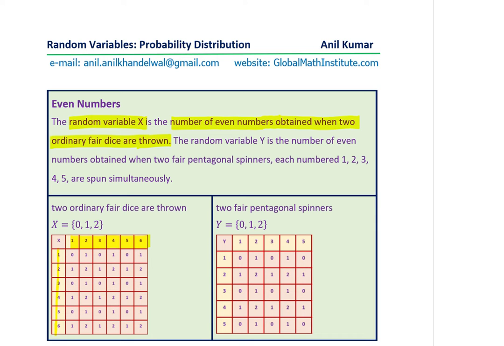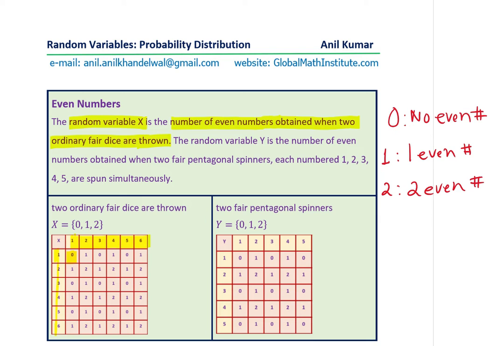And when you throw them simultaneously, then what can you get? If you get 1 and 1, that means we do not get any even number. So 0 indicates no even number, right? So when I say 0, that means no even number. And 1, of course, will mean one even number, and 2 will mean two even numbers.